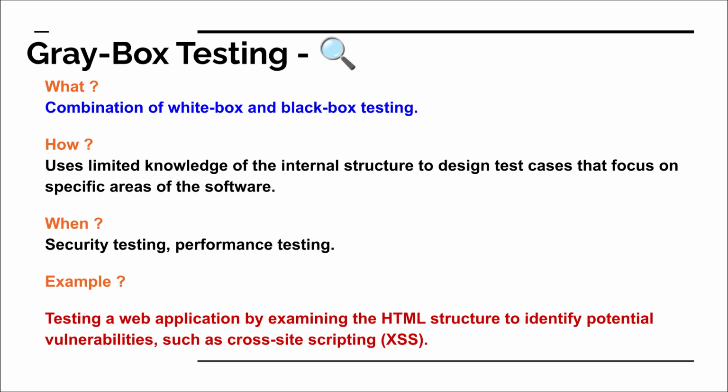It combines elements of white box testing, looking at the code, and black box testing, that is testing the user experience. You use a little bit of knowledge of the internal structure to design test cases that focus on specific areas. Gray box testing is great for finding security vulnerabilities and performance issues. Let's see an example. Imagine examining a website's HTML code to look for weaknesses that could be exploited. That's a gray box testing technique.